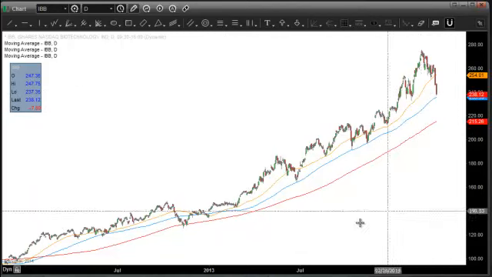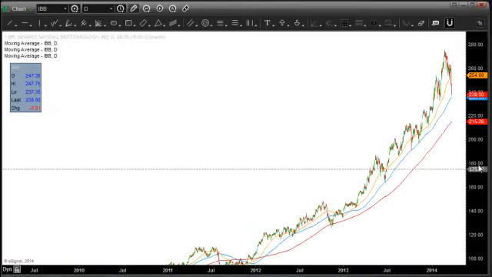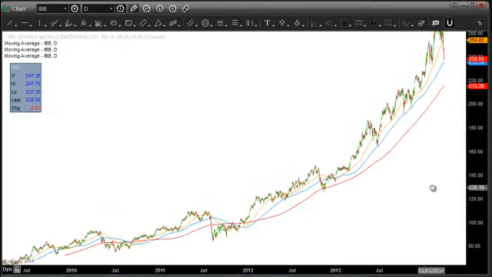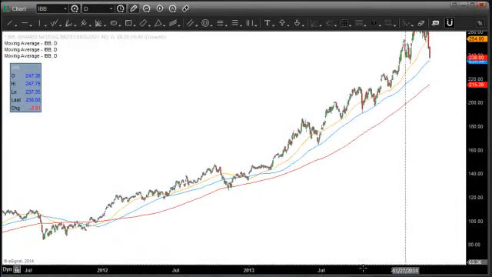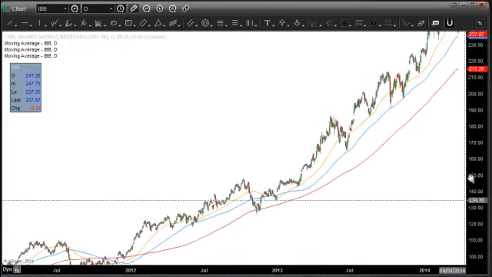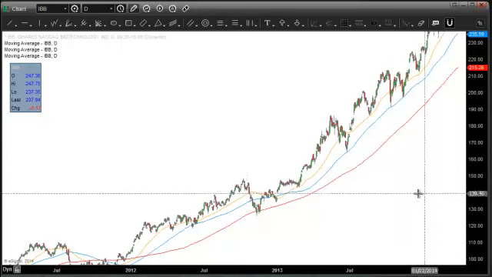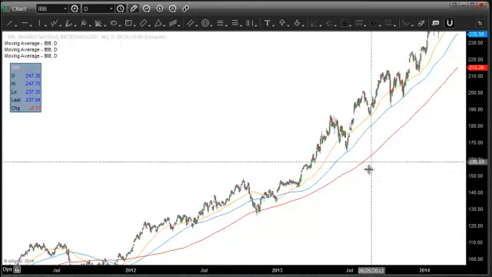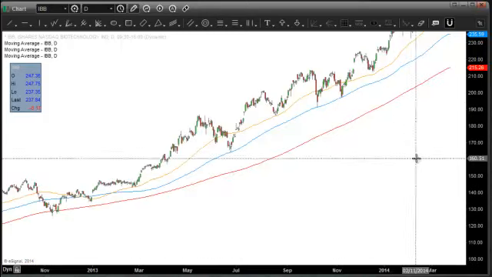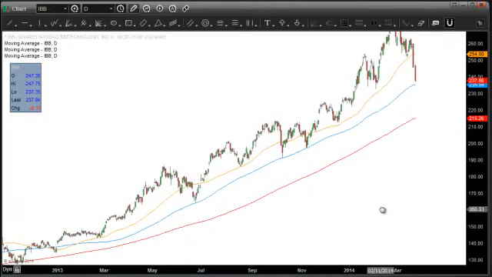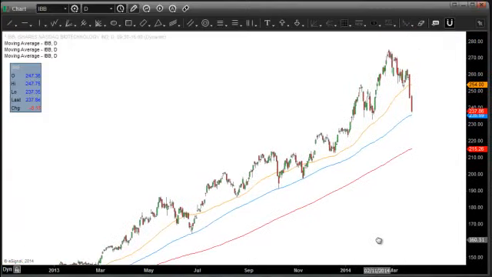If you take a look at the index, you can see that pretty much over the past couple of years, the index has traded in an orderly fashion. That is, it's been trending higher, and if it didn't find support at the 50-day, then it found support at the next one, which would be the 100-day, and then below that, it usually fell to the 200-day moving average.